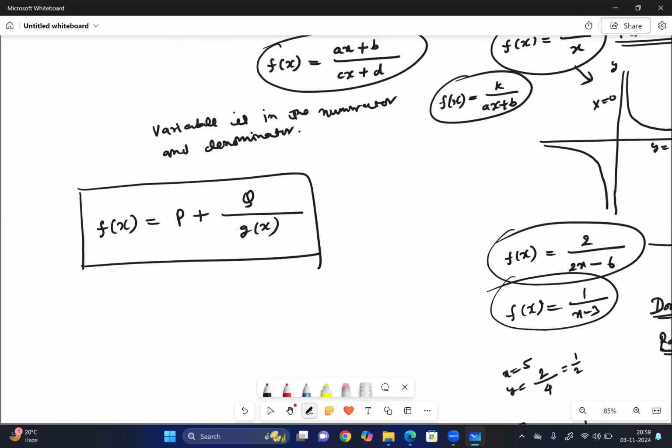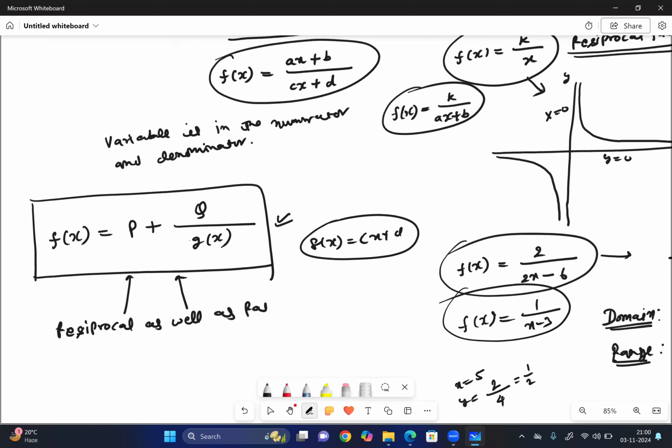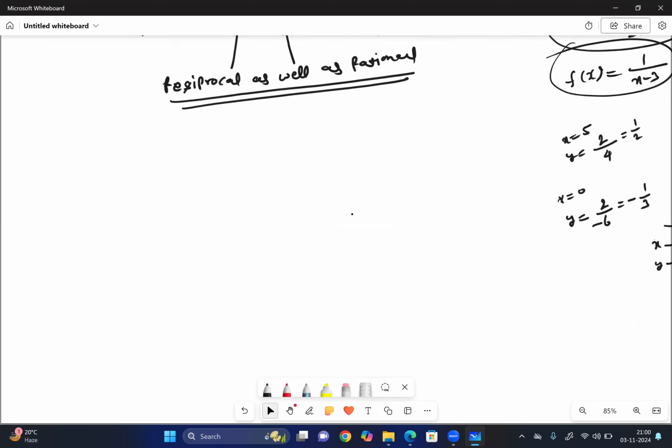Look at this function. Is this a reciprocal function or a rational function? What can you say? So this one would be p plus q upon gx. Let me say gx is something like cx plus d. I think it should be reciprocal again. This function is reciprocal as well as rational. Right, this is a point to be noted down, basically. See what happened, I'm just connecting both the functions, okay?